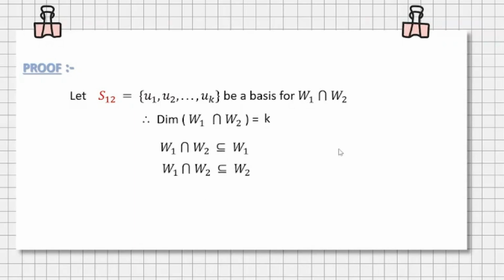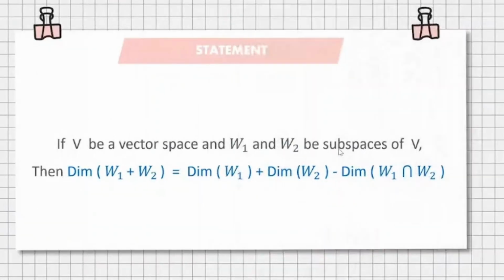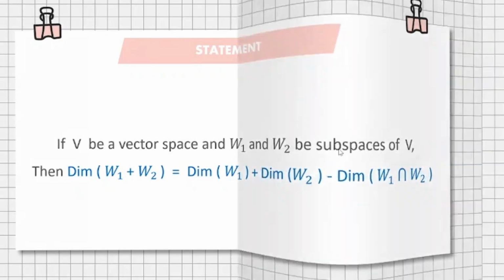And we know that W1 intersection W2 is a subset of W1 and also a subset of W2. Did you assume that W1 and W2 are finite dimensional? Yes, I need to mention it. Here V is a finite dimensional vector space. Therefore, W1 and W2 are also finite dimensional, because they are subspaces of a finite dimensional vector space. I forgot to mention it.